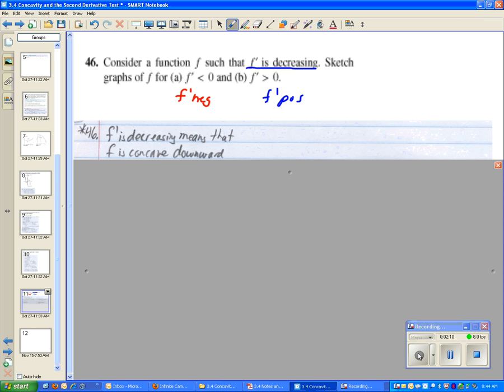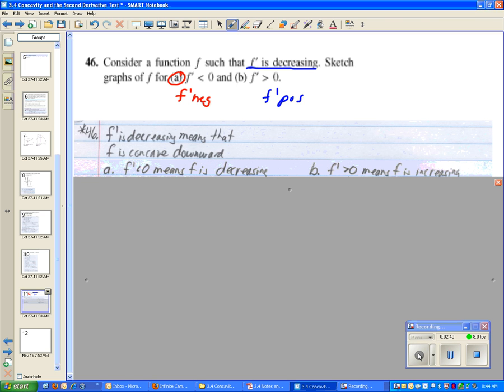For A, we know that f prime is negative. If f prime is negative, is our function increasing or decreasing? Think back to the first derivative test. When the derivative is negative, what's the function doing? Increasing or decreasing? It's decreasing. So we need a function that's concave down and decreasing.